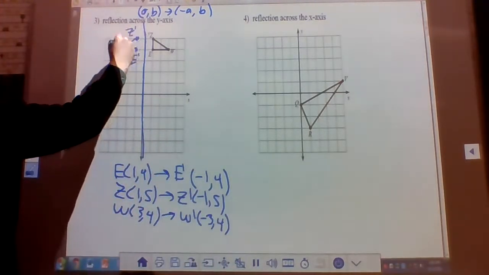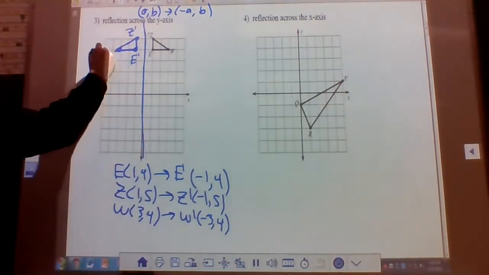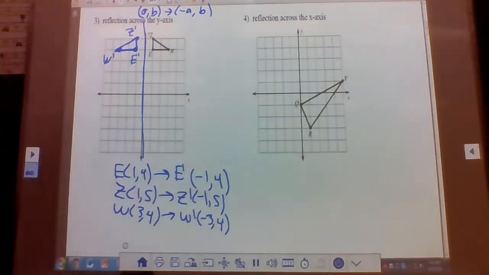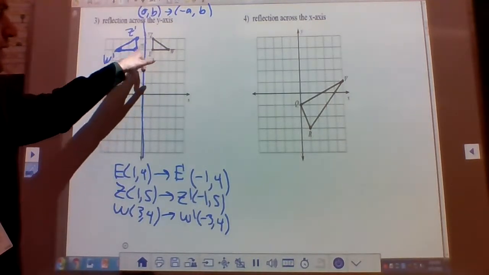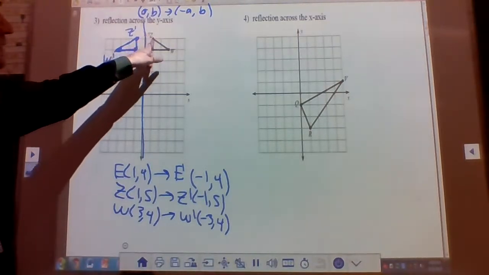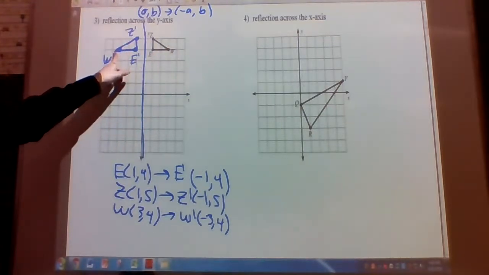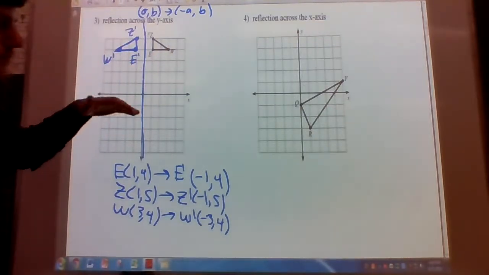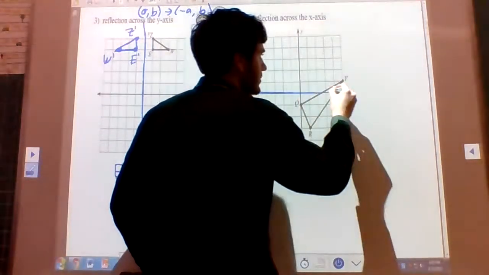Okay. And we can just connect them together. This was W prime. Okay. The other way we could do it is just visually, right? We can see E is 1 to the right, so E prime is 1 to the left. Z is 1 to the right, so Z prime is 1 to the left. W is 3 to the right, so W prime is 3 to the left. Okay. 4, we're reflecting across the x-axis.